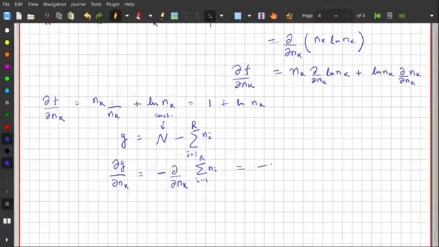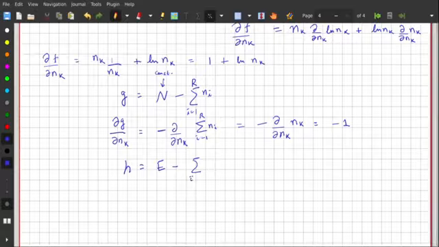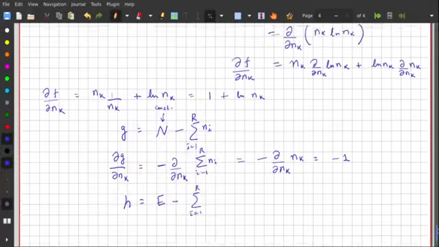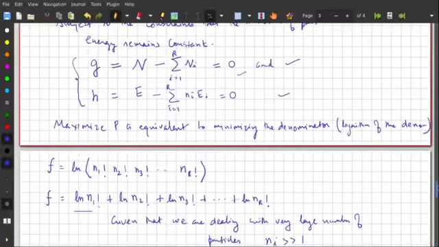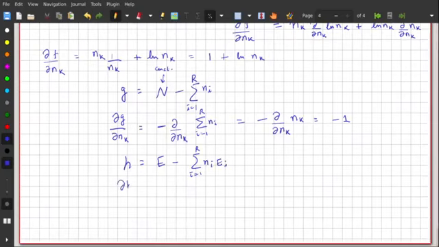So this will become minus the derivative of n_k, which is minus 1. Okay, and let's write what h was. So h was E minus the sum over i equals 1 to r of e_i n_i. That was n_i e_i. Okay, and if you write partial h with respect to n_k, again, given that we are dealing with an isolated system, E is constant, that is 0.